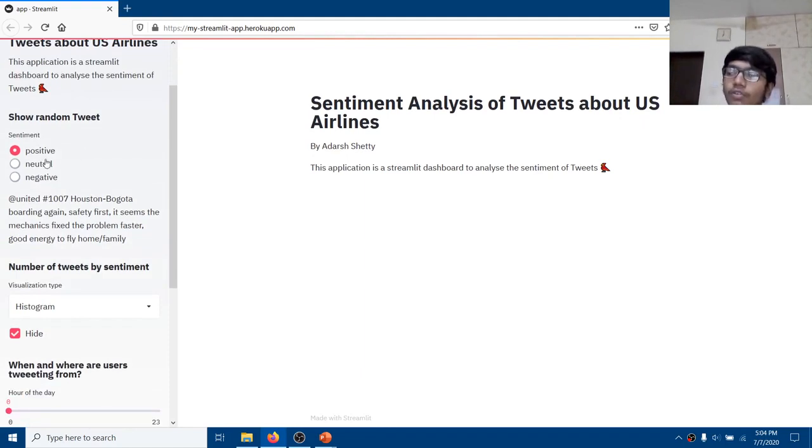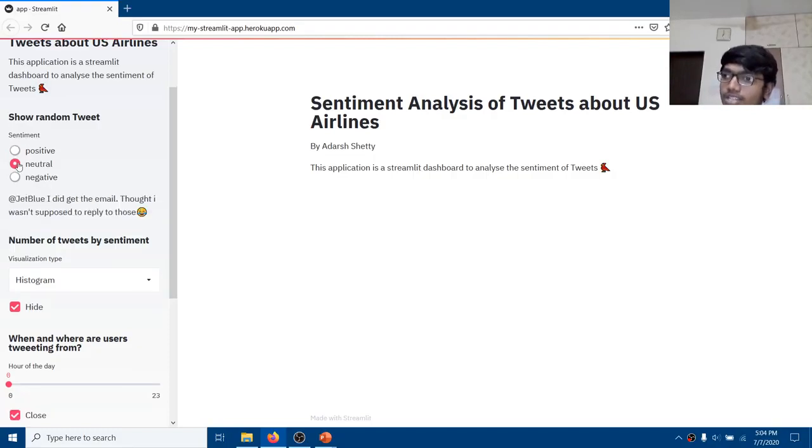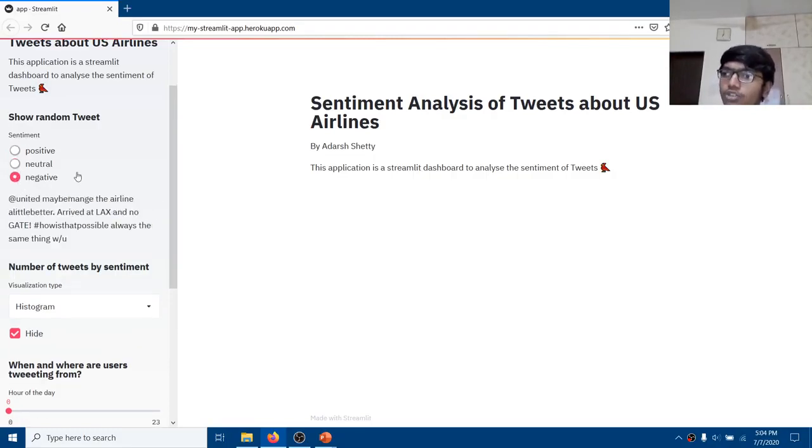First of all, if you want, you can display a random positive tweet. As you can see, it's saying something positive because it's related to the fast service of the airline. You can click on neutral tweet and negative tweet. What it will do is take a random tweet classified as positive, neutral or negative and display it to you here.